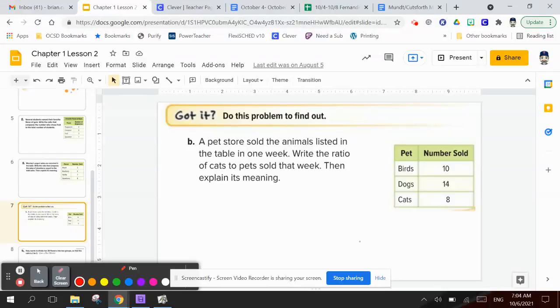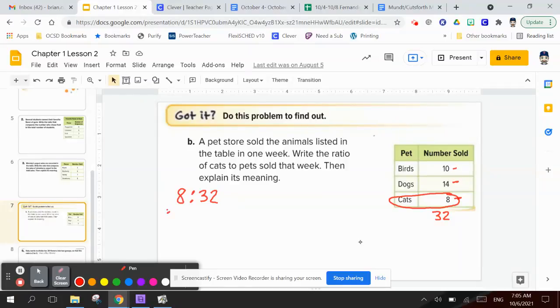So got it problem, letter B. A pet store sold the animals listed in the table in 1 week. Write the ratio of cats to pets sold that week. Then explain its meaning. So here's our cats. There were 8 cats. To find the total, there's 8 and 14 is 22, plus 10 is 32. So we have 8 to 32. So we've got to write that in simplest form.